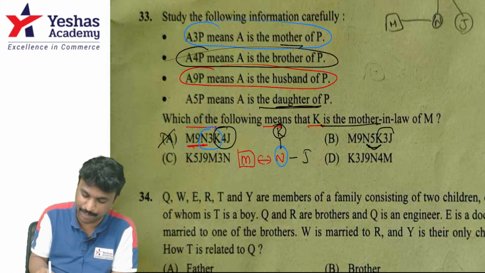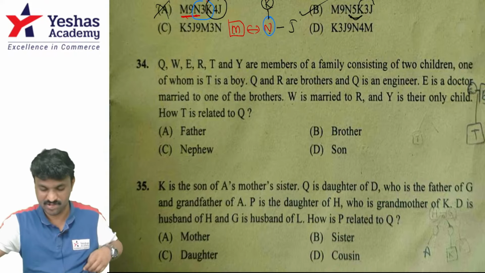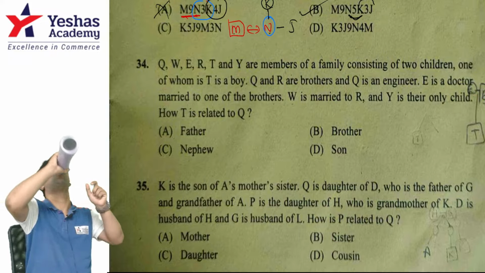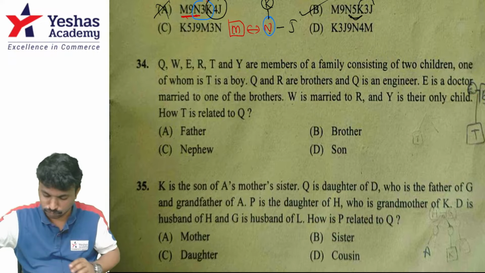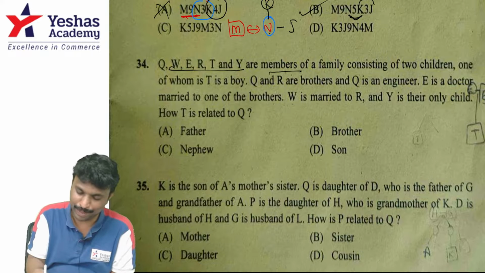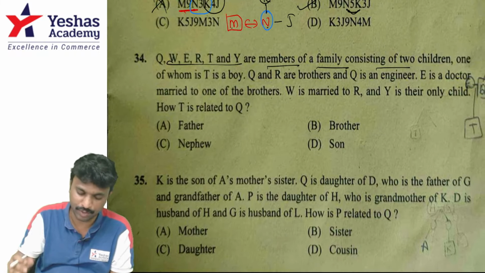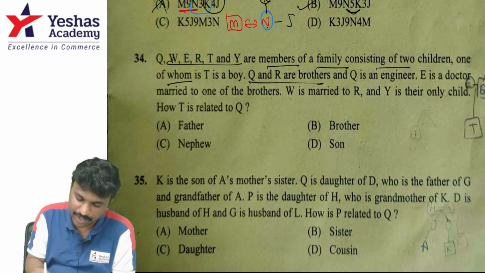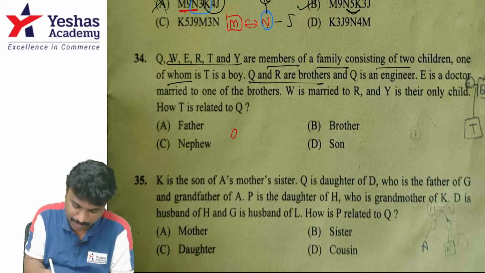Have you all understood? Moving on to the next question. The members of the family consist of how many children? Two children. One of whom is T, a boy. Q and R are brothers.